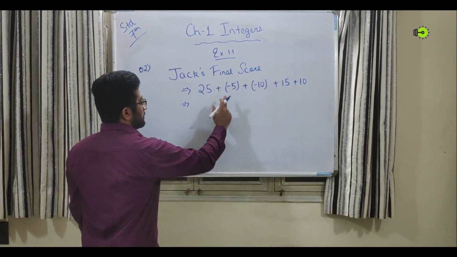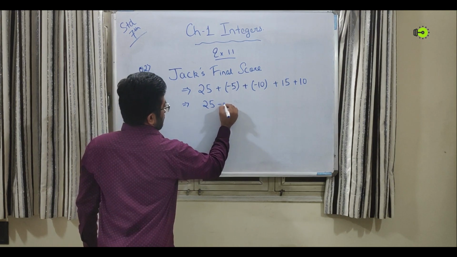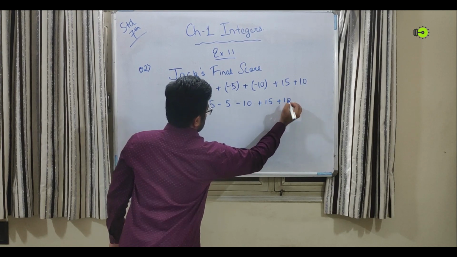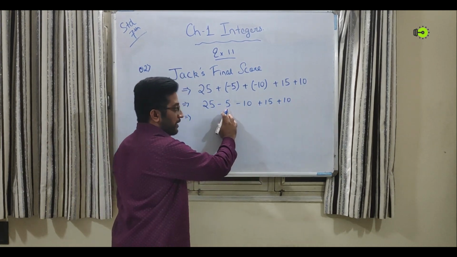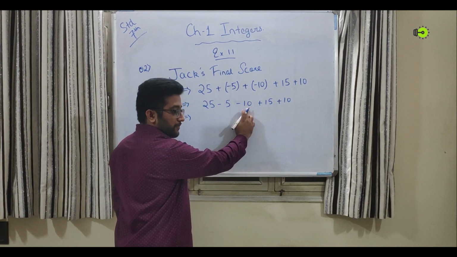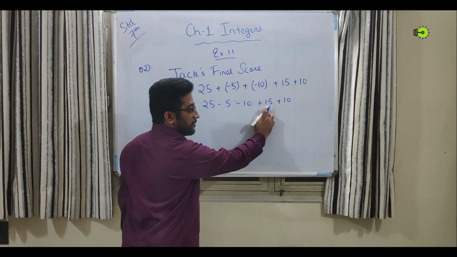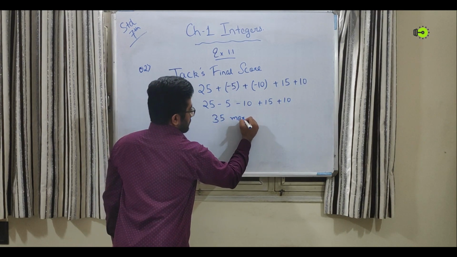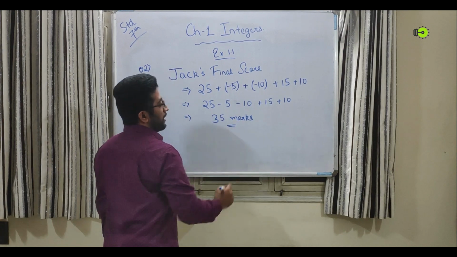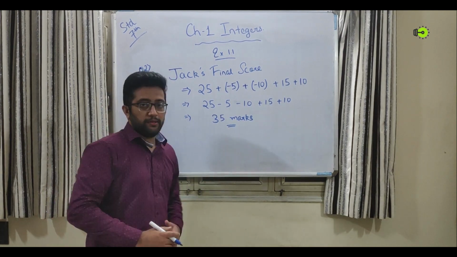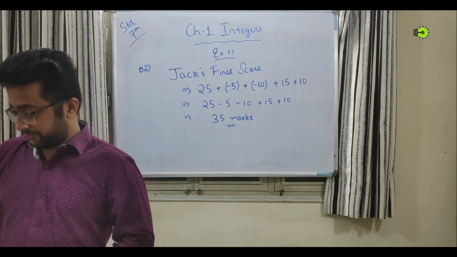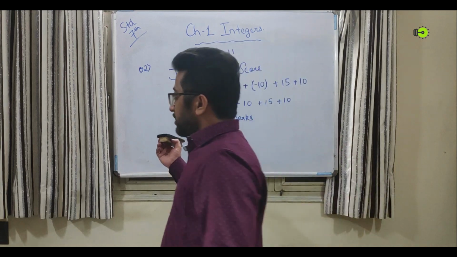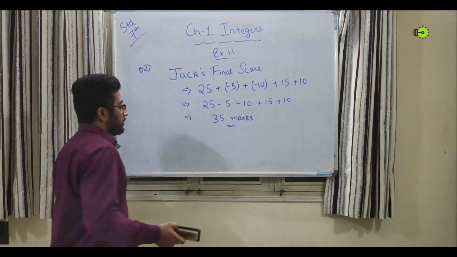So first of all, solve the brackets. That is plus minus becomes minus, plus minus becomes minus, plus 15, plus 10. Okay. So 25 minus 5, 20. 20 minus 10, 10. 10 plus 15, 25. 25 plus 10, 35. So Jack scored 35 marks at the end of the quiz. Okay. Please note it down.